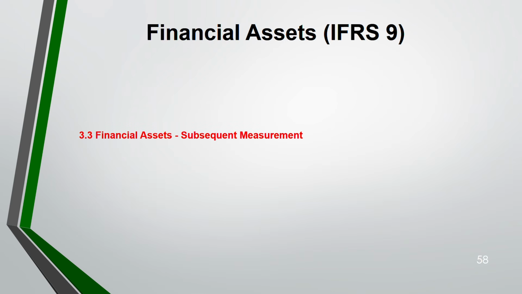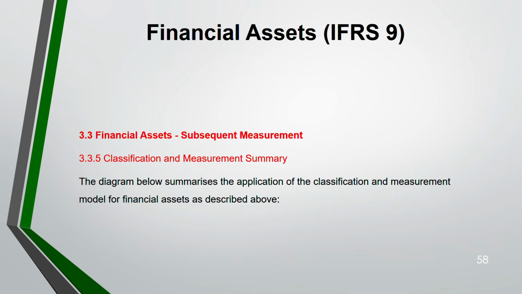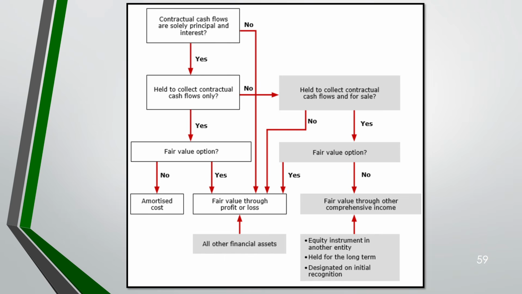Okay, now let's summarize what we have discussed through a simple diagram for financial asset. Of course, in your exam, whether FR or SBR, you are not told to draw a diagram, but understanding this is the key to pass this standard. First question, is it only principal and interest? Your cash flow. Are you only receiving principal and interest? If your answer is yes, are you holding it to collect the cash flows only?